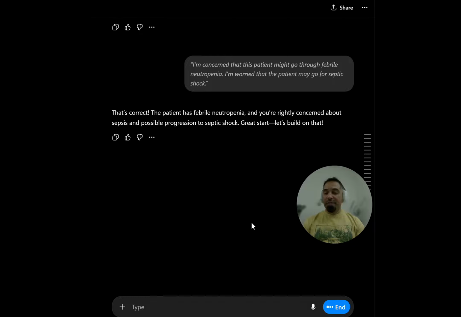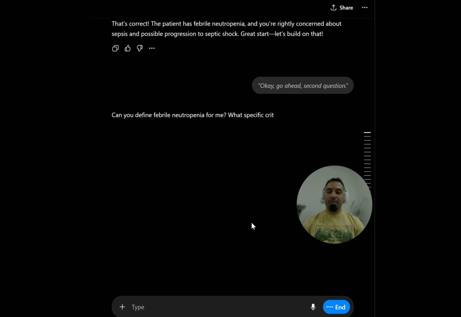Okay, go ahead. Second question. Can you define febrile neutropenia for me? What specific criteria are used to diagnose it?